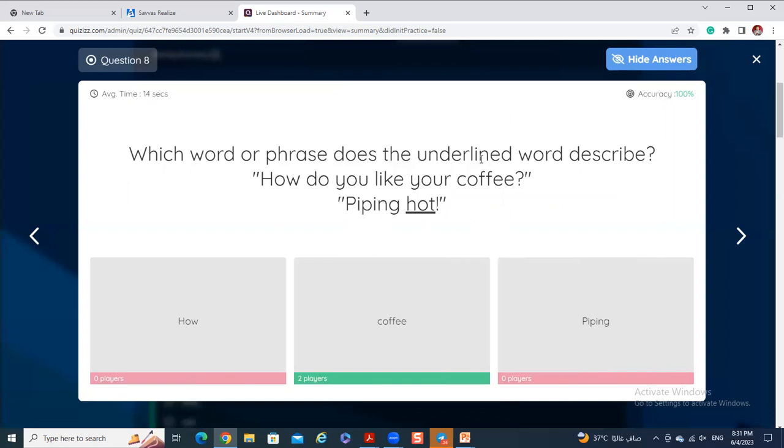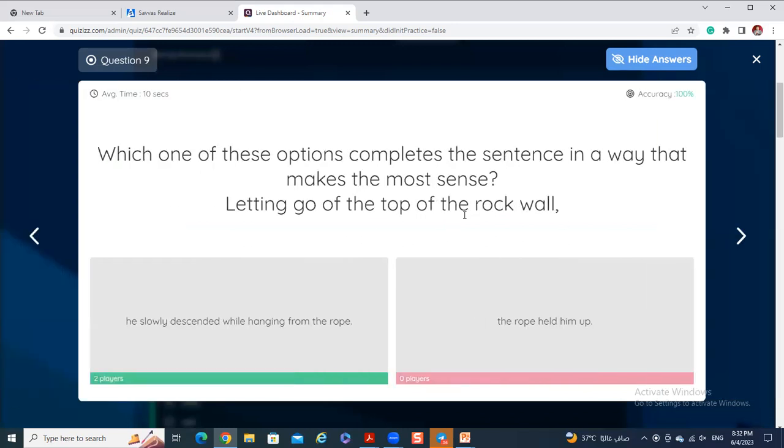Which word or phrase does the underlined word describe? "How do you like your coffee? Hot." So hot here describes the coffee. Hot here described the coffee, so hot is an adjective.